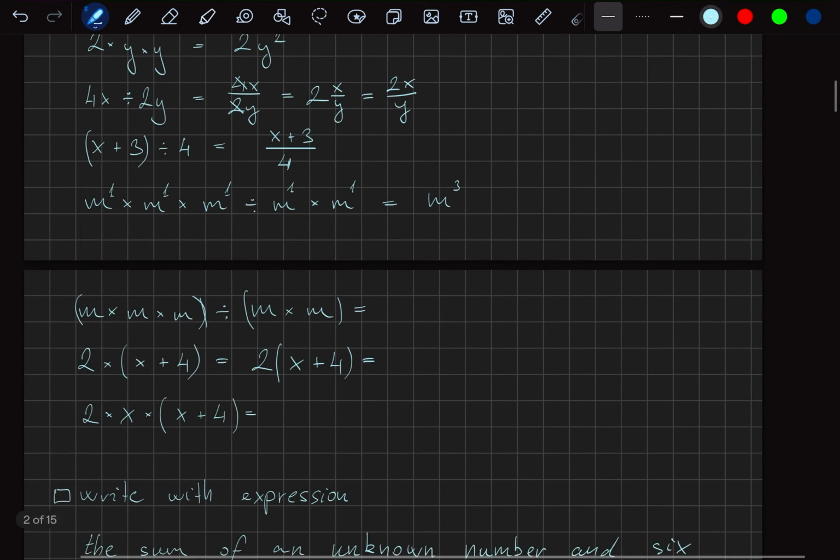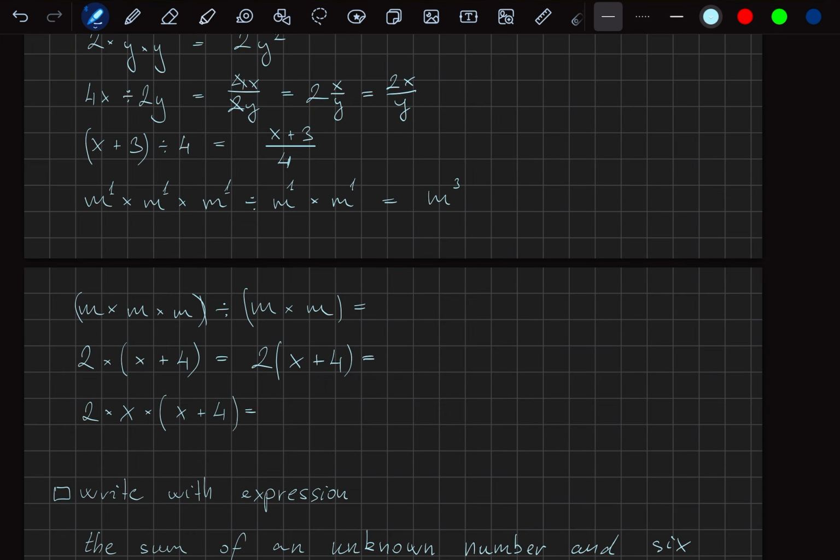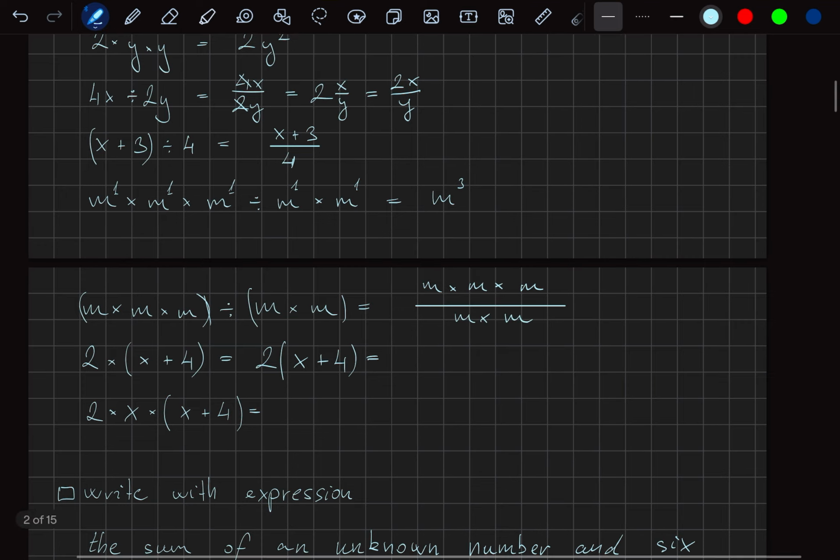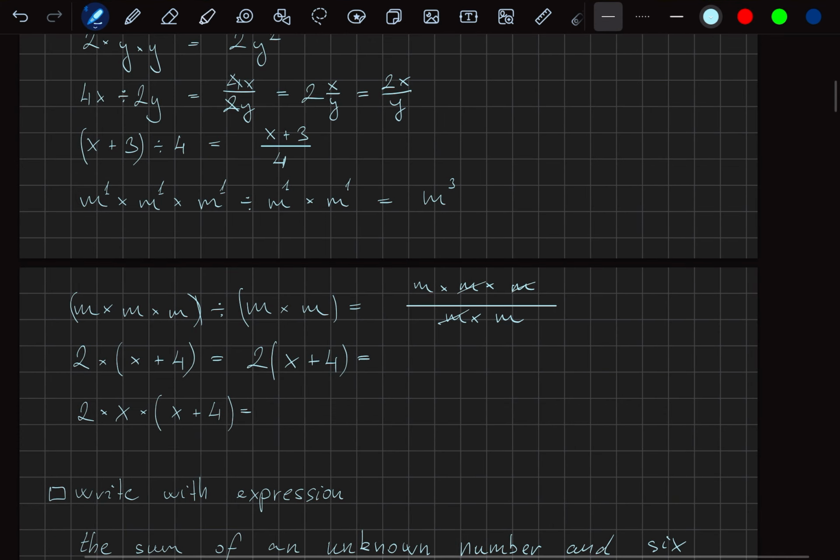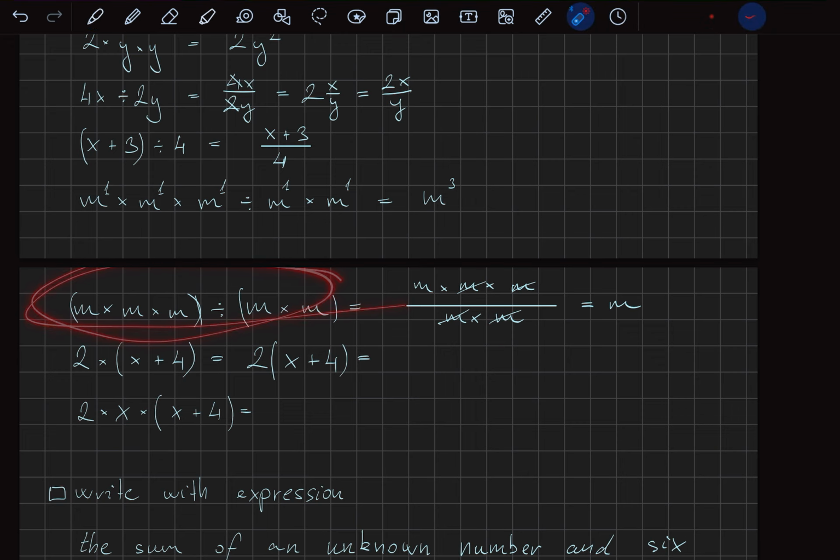Next one, I just wanted to show the difference. Here, m times m times m divided by m times m. So, m divided by m times m. We can simplify. It will be just m. And I broke this problem because the fraction line also means brackets, and also means division. Okay, it's really important.